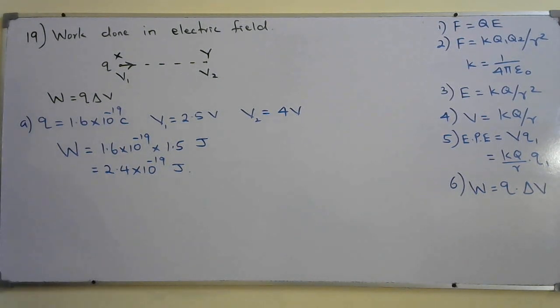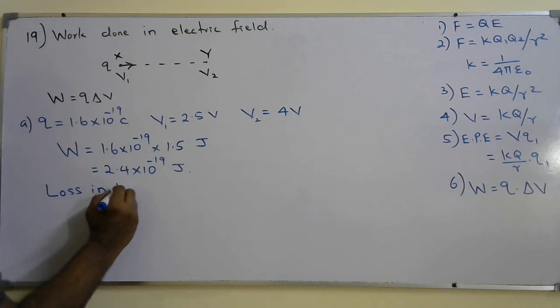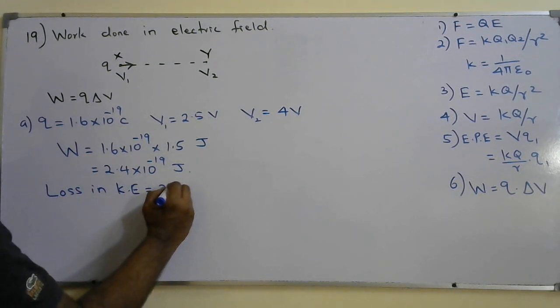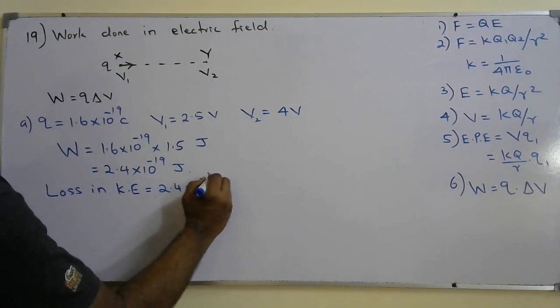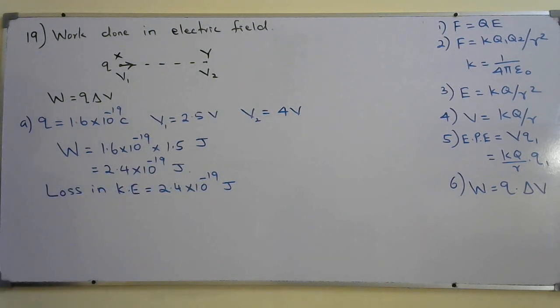So this is the loss in kinetic energy. So loss in kinetic energy is equal to 2.4 times 10 to the power minus 19 joule, or we can say gain in electrical potential energy, that is also 2.4 times 10 to the power minus 19 joules.